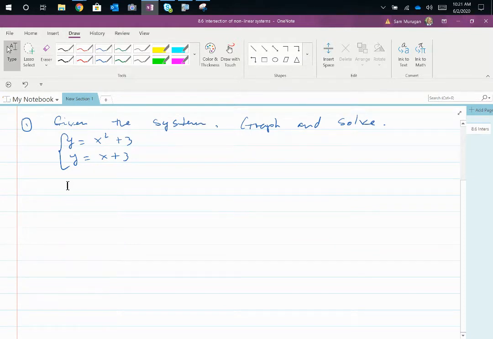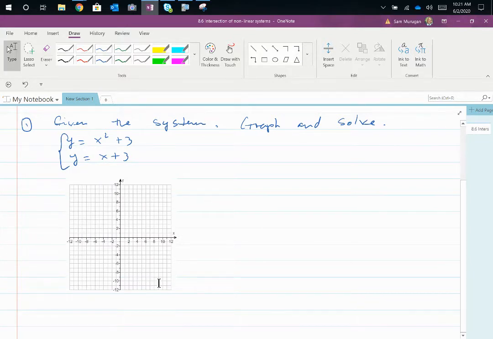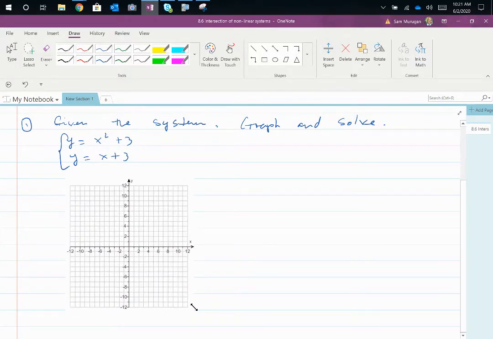So we recognize that the first equation, y is equal to x squared plus 3, is a parabola. A parabola with the vertex on the y-axis and shifted up 3 places. So we know that when x is equal to 0, y is equal to 3, and we can plot that point.